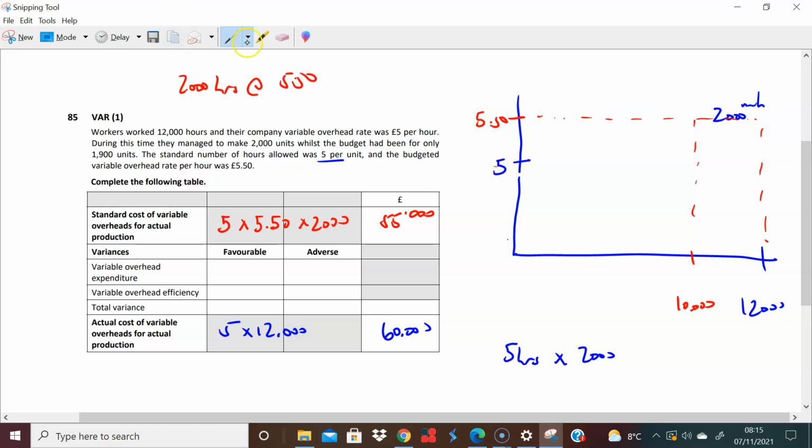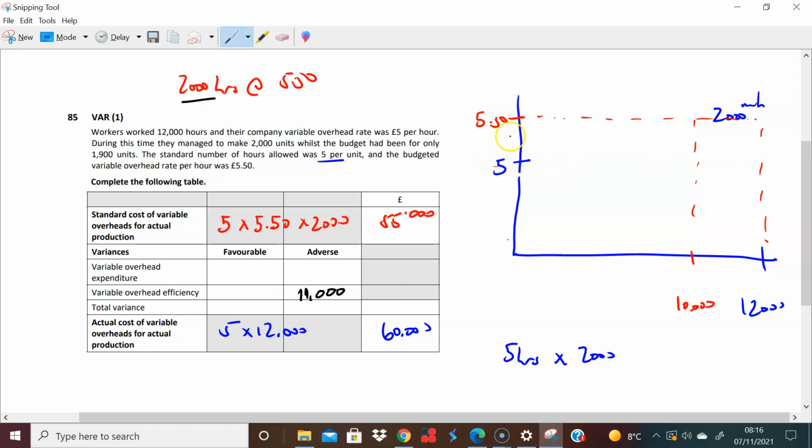All right, so let's use a black pen here. So in terms of efficiency, that's your efficiency, like we've calculated: 2,000 times £5.50. It is adverse, and you have 11,000. It is adverse, so you have an adverse variance of 11,000. That's what's going on over here, isn't it?